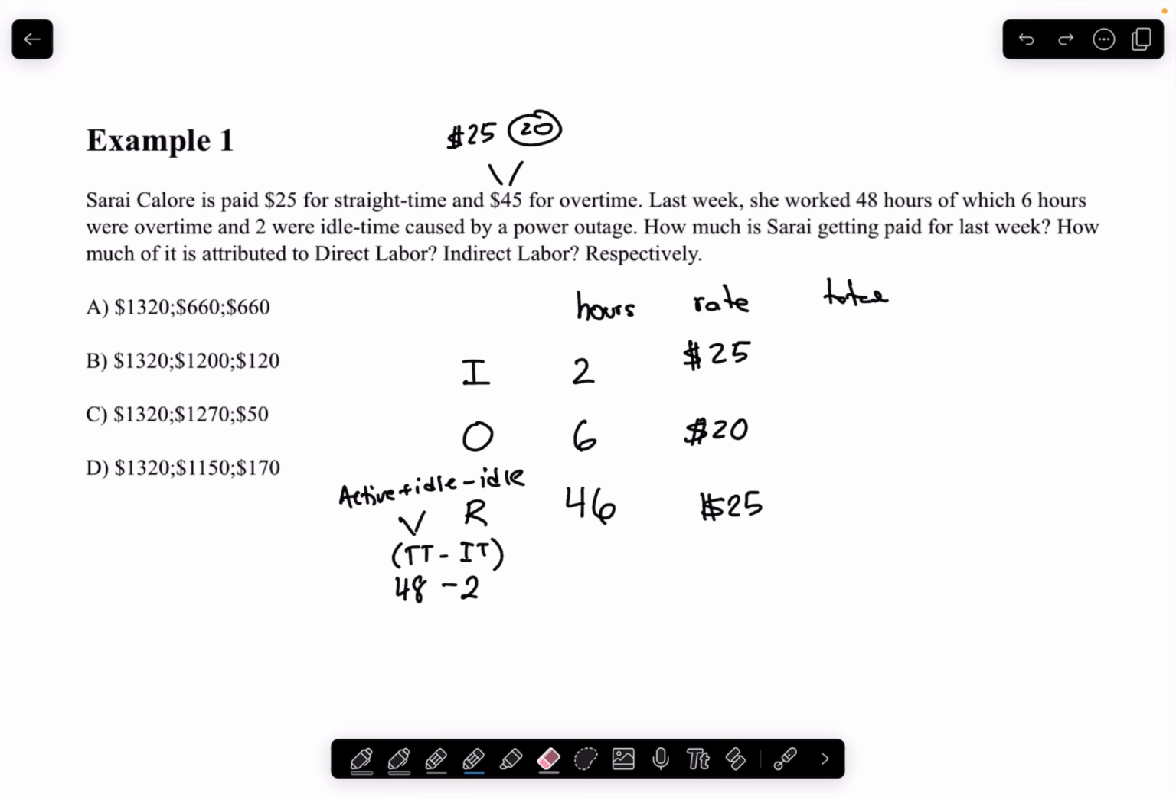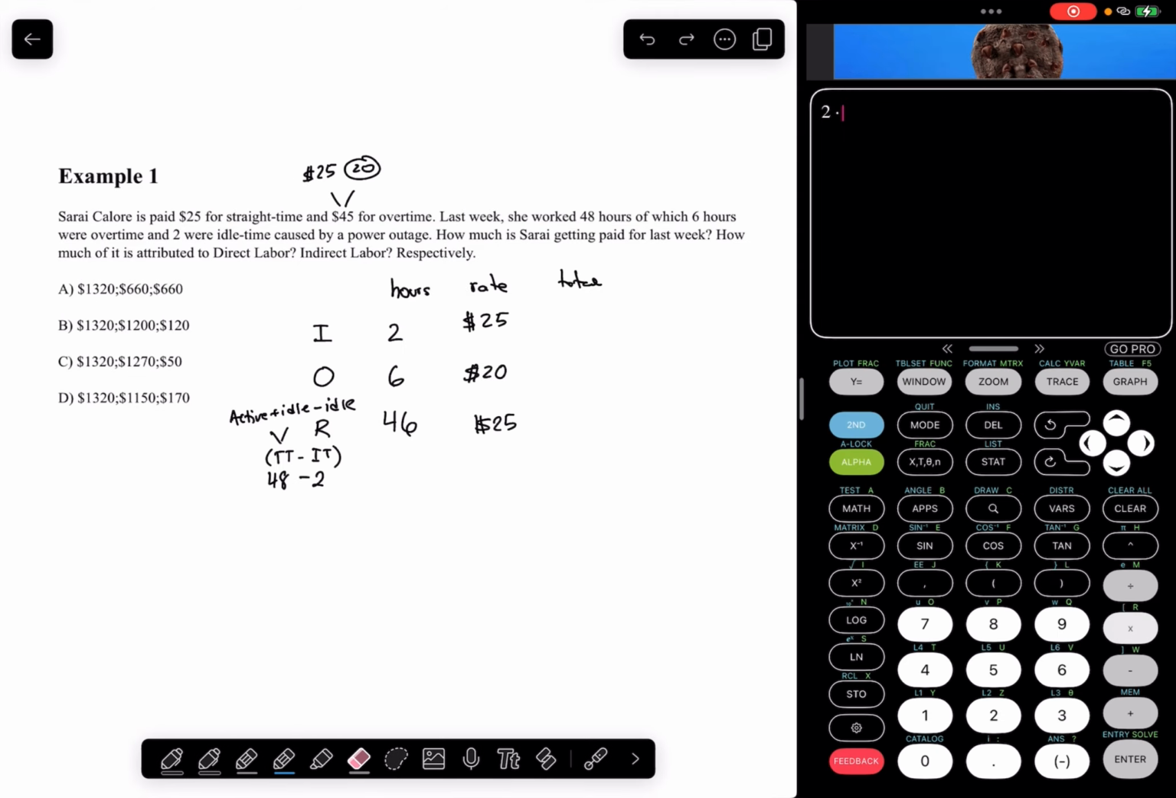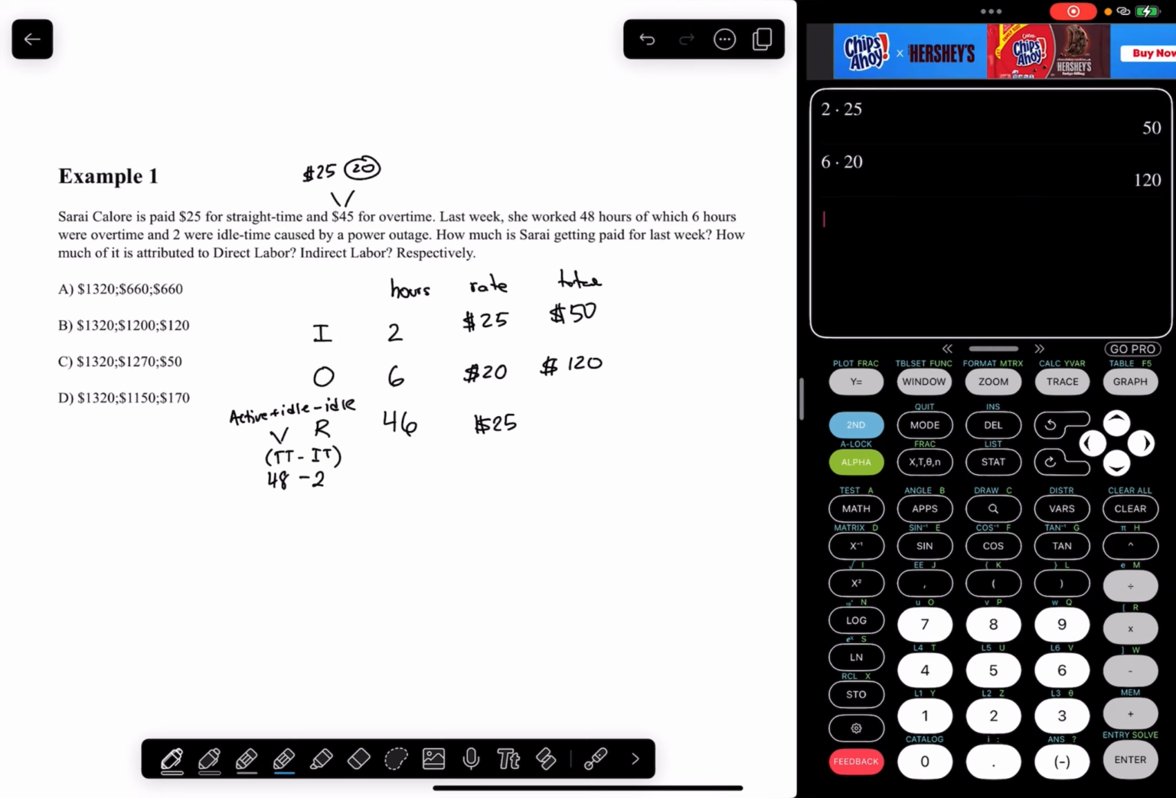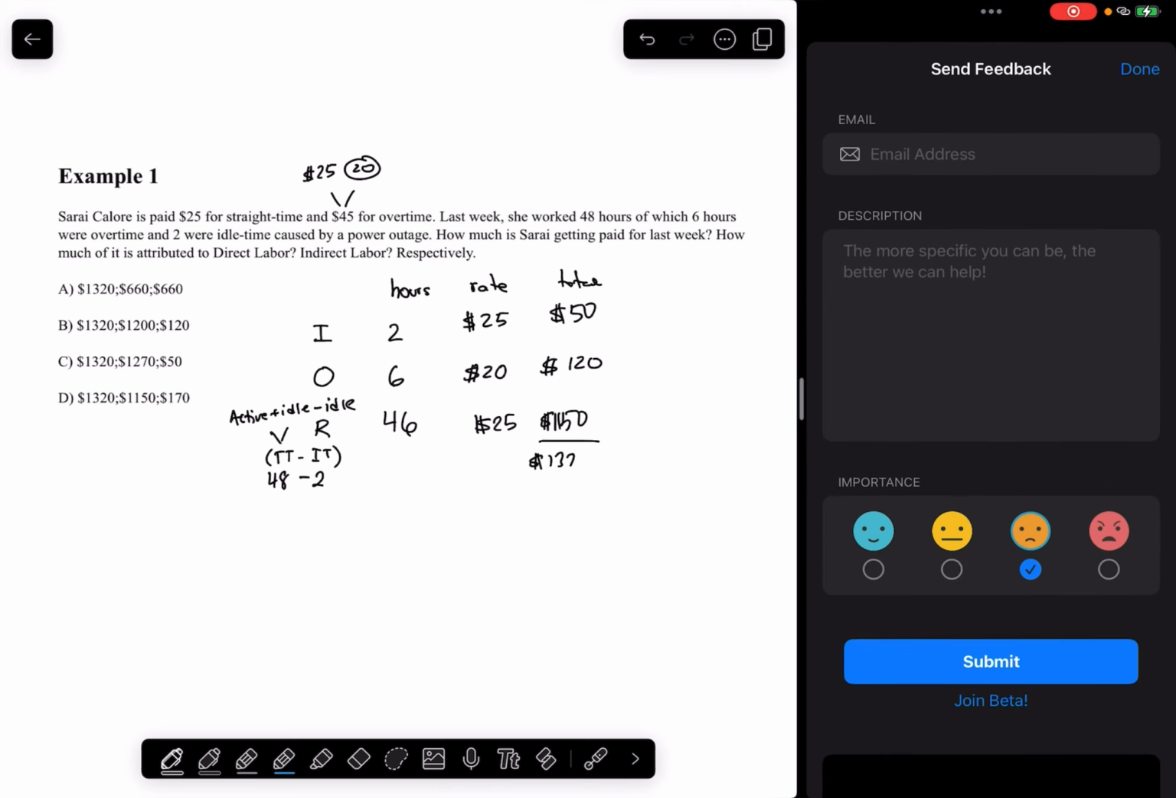So then now you just multiply the numbers together. 2 times 25 is obviously 50. Then 6 times 20 is 120. And then 46 times 25 is 1150. Now, they're asking how much is Sarai getting paid? So that's adding up all those numbers together. That's $1320. That's how much I'm getting paid.